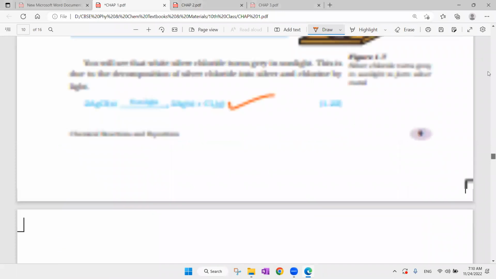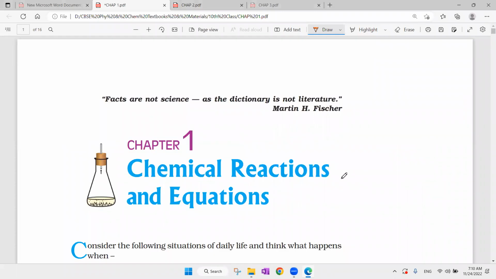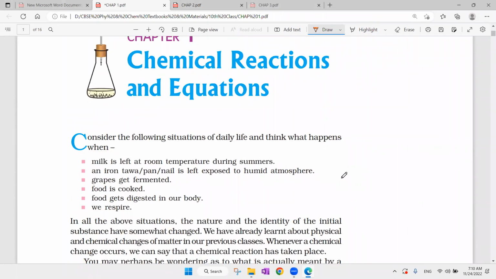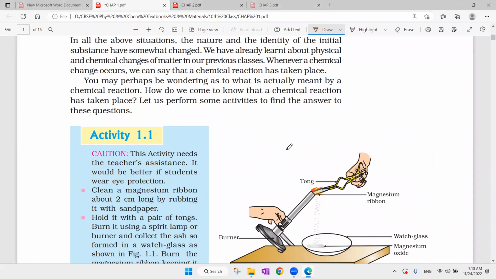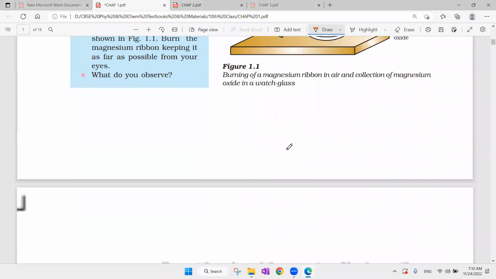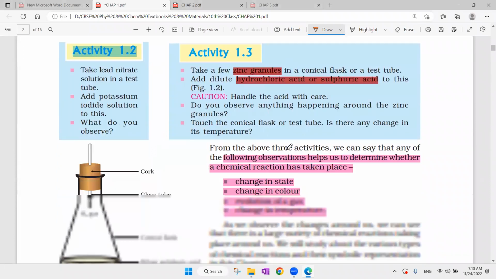So complete reading this textbook, chapter 1, chemical reactions and equations. You have to spend 30 minutes and complete every line, every activity, every example, every equation.